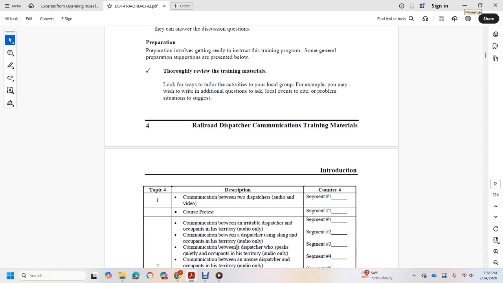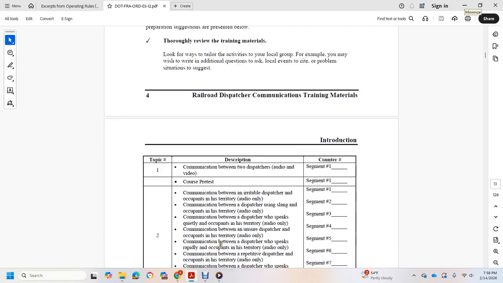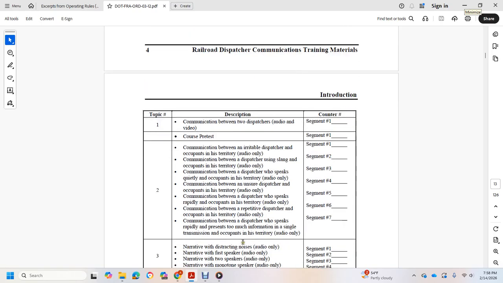Communication between a dispatcher who speaks quietly and occupants in his territory, audio only. Communication between an unusual dispatcher and occupants in his territory, audio only. Communication between a dispatcher who speaks rapidly and occupants in his territory, audio only. Communication between a repetitive dispatcher and occupants in his territory, audio only. Communication between a dispatcher who speaks rapidly, presents too much information in a single transmission, and occupants in his territory, audio only.